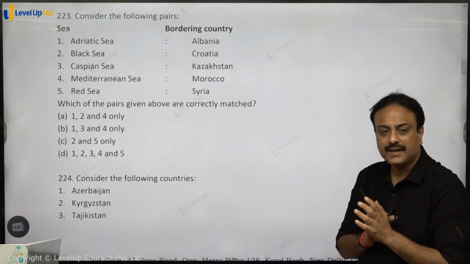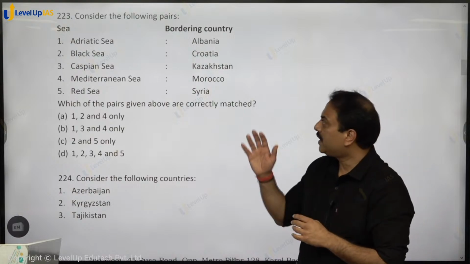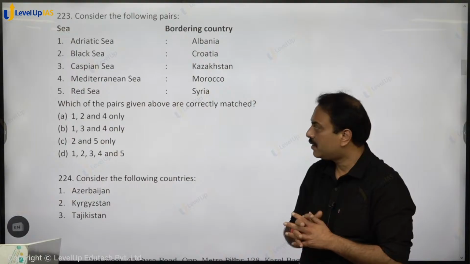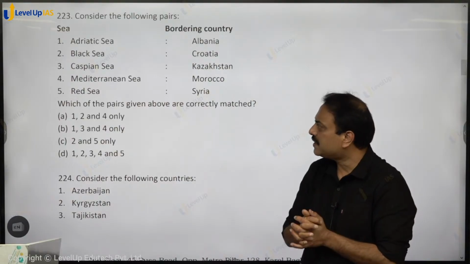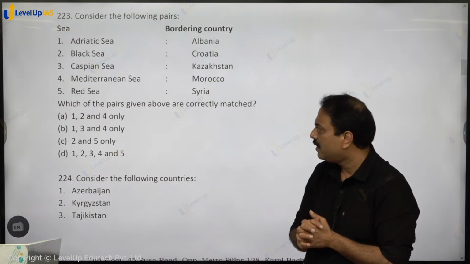Black Sea is having its coastline in Croatia? Croatia is having its Adriatic coast only. Black Sea is far away from that region, so it will be a wrong one. Caspian Sea, Kazakhstan. Kazakhstan is having borders with Caspian Sea, it's the correct one.